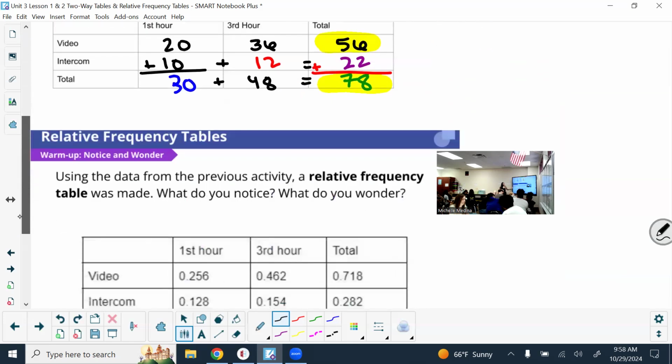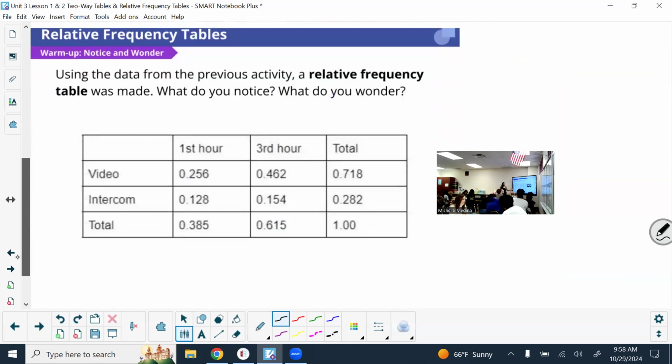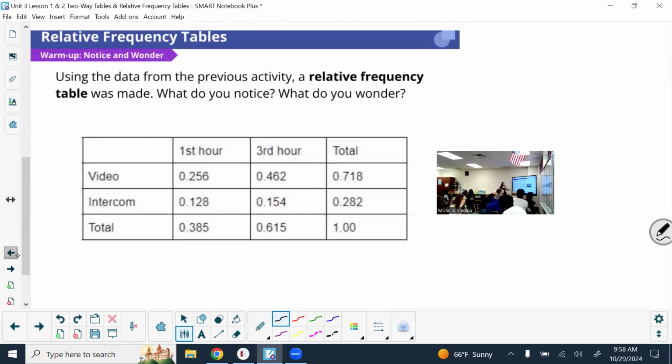Now lesson 2 is about what we call relative frequencies. Take a look at what's at the top of your paper for lesson 2. This is using the data from the activity we just did. Come up with a few things that you notice and a few things that you wonder. Again, this is the top of the back of your paper. A few things you notice, a few things you wonder.